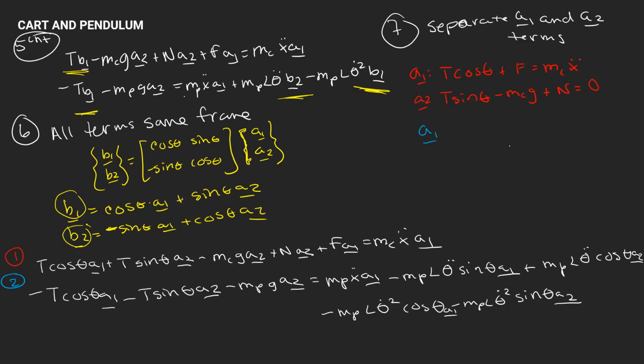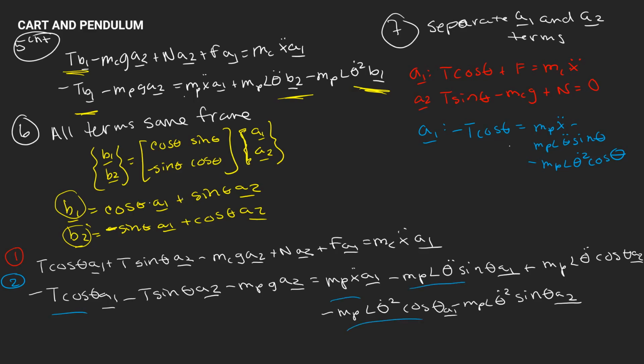Now we have our second equation. In terms of A1, we have negative T cosine theta. And then we have everything on the other side: m_p x double dot minus m_p L theta double dot sine theta. And then we have minus m_p L theta dot squared cosine theta.